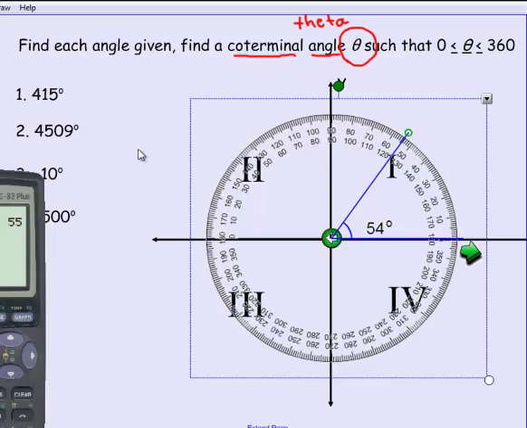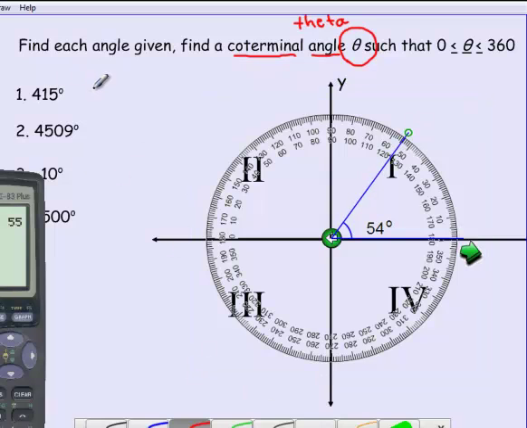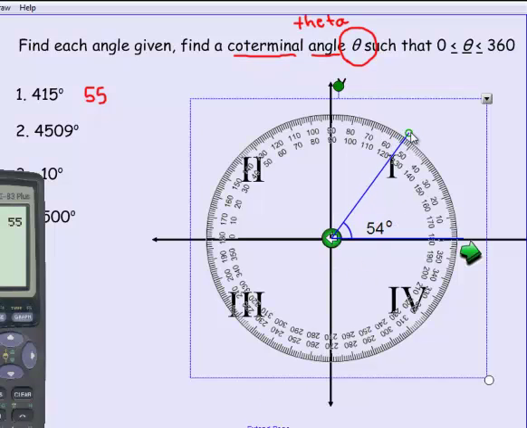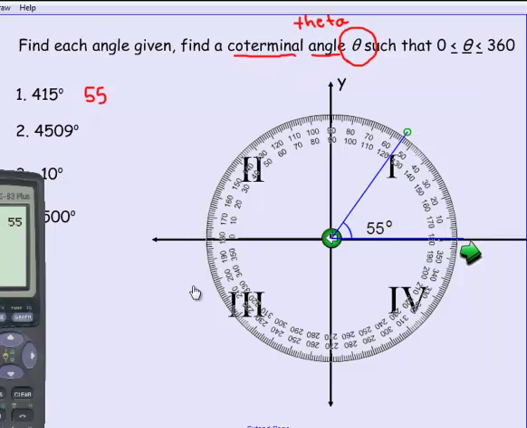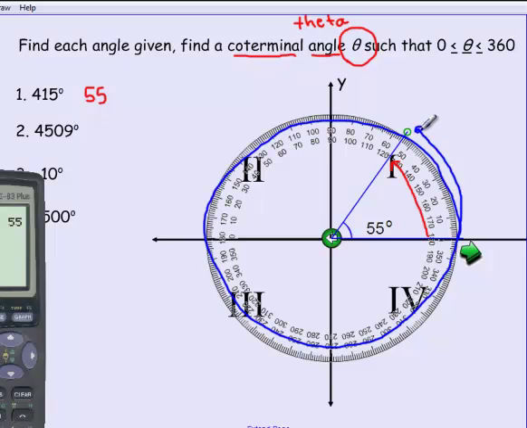55 is coterminal with 415. 55 degrees ends right here. If I went 415 degrees, that means I went 360 around and 55 more gets me 415. I end in the same spot.